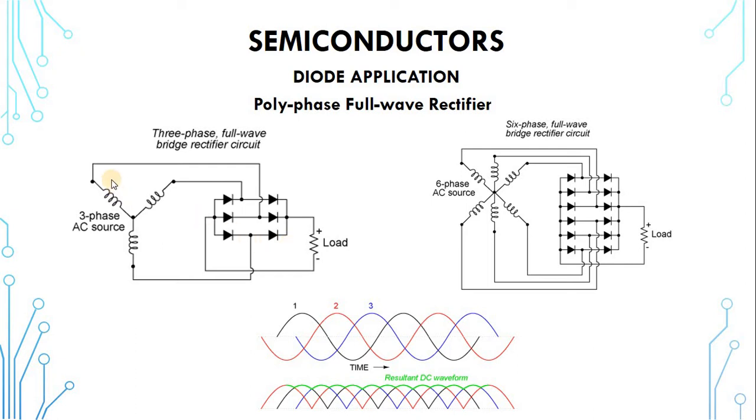Now when this terminal is positive, these other two are negative. When this one becomes positive, the other two become negative, and when this one becomes positive, the other two become negative. So the positive is changing from terminal to terminal, and whenever one is positive, the other 2 are negative. So you can see that already with this one is what we call 3-phase.